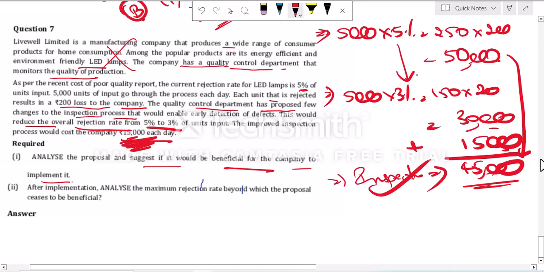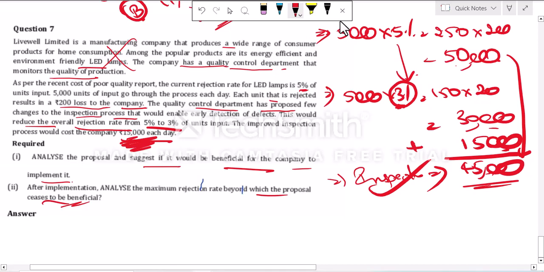Inspection. After implementation, analyze the maximum rejection rate beyond which the proposal ceases to be beneficial. See what they are asking, first understand the question. Now they have given 3% as the rejection rate because of adopting the new proposal. But if it is not given, how much rejection rate can be accepted? They are asking how much can be accepted till it becomes 50,000. In the current scenario, anyway, we are incurring 50,000. Beyond that, we will not incur. So up to a maximum of 50,000, we can incur.